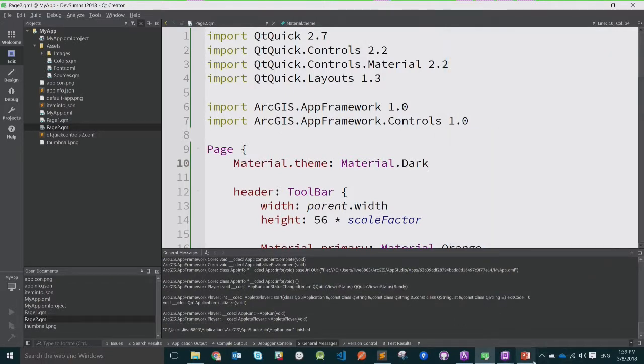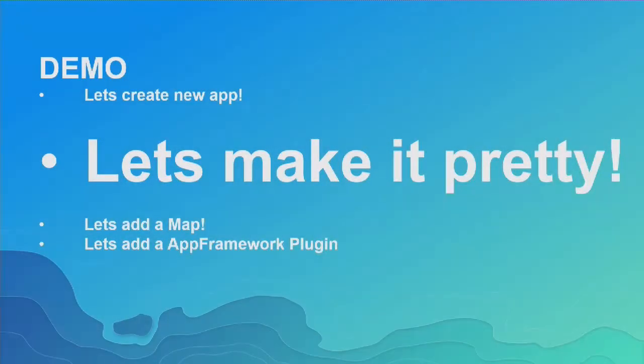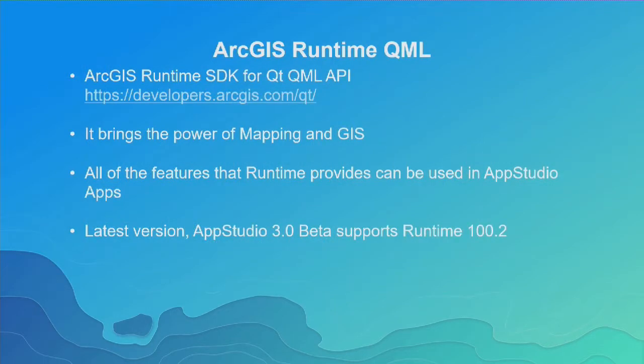Because the next thing we want to add is a map, right? So as I mentioned, next, you can add runtime QML. It uses the runtime SDK for Qt QML API. It has all the slide, but one thing I want to just send my message very clear here, that you can add all of the functionality that is available in ArcGIS Runtime SDK Qt QML. So anything they have, you can add it here, because we are simply just importing all of their libraries. So anything they have, you can use it here.